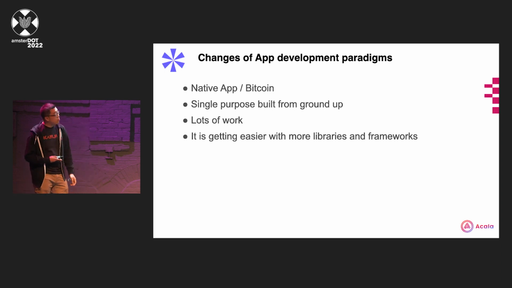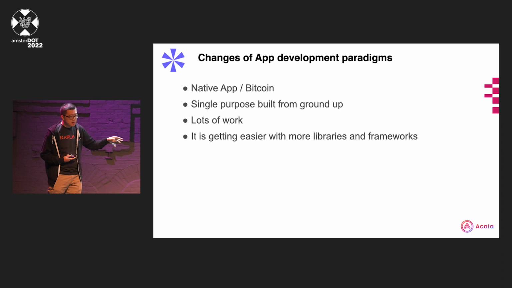On Bitcoin as well, it's single purpose, built from the ground up using C++. There's a lot of work. It's just not easy to build a native application. Well, that was the old times. If you're a mobile developer, you know there are a lot of library frameworks to make things easier. And now we have Substrate, so actually building another Bitcoin is quite easy. So this is kind of a solved problem, which is great, but let's continue.